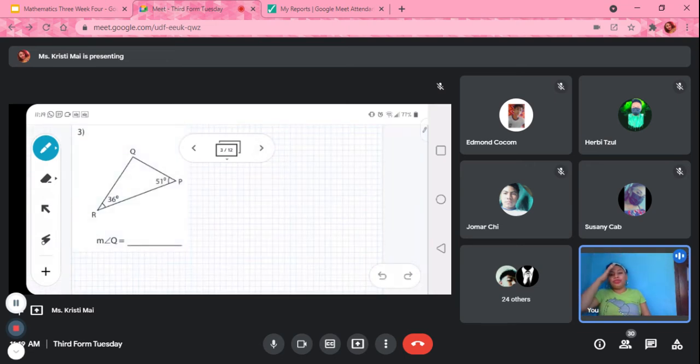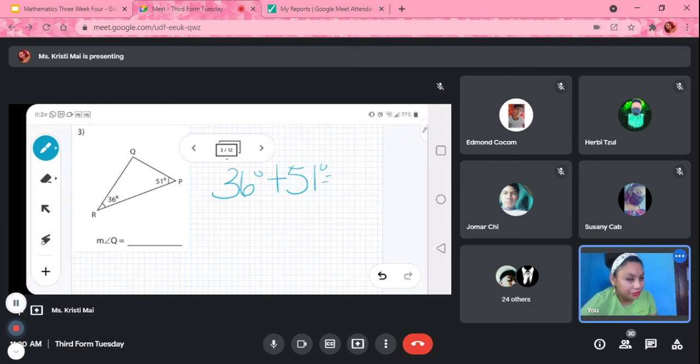Okay. Number 3. Number 3 has 36, 51, and then we're looking at angle Q. Right? So we're gonna talk about 36 degrees and then we're gonna add it to 51 degrees, right? Because those are the two that they give us. How much would that give you when you do the addition? 87. 87 degrees, very good.